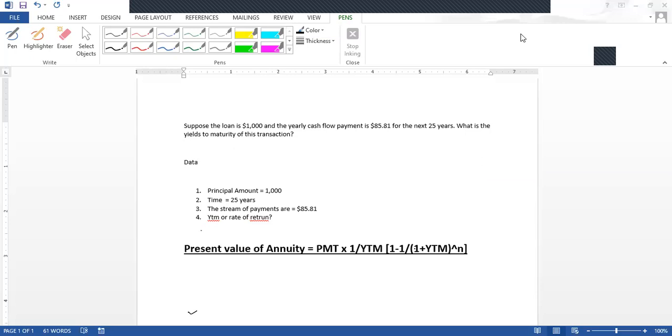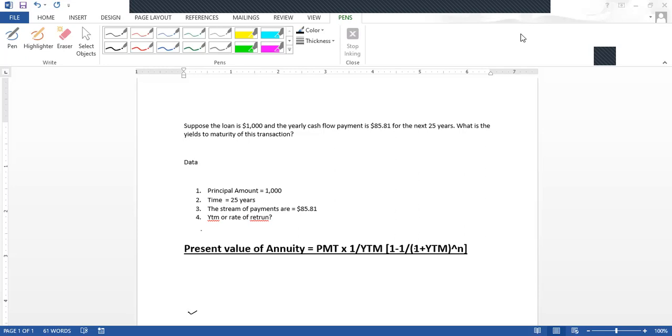So today we are going to solve this problem with the support of a scientific calculator. Actually, this problem pertains to a fixed term loan where we have to find out the yield to maturity. It is also known as rate of return or interest rate. If we observe the formula, it is written down here in black ink.